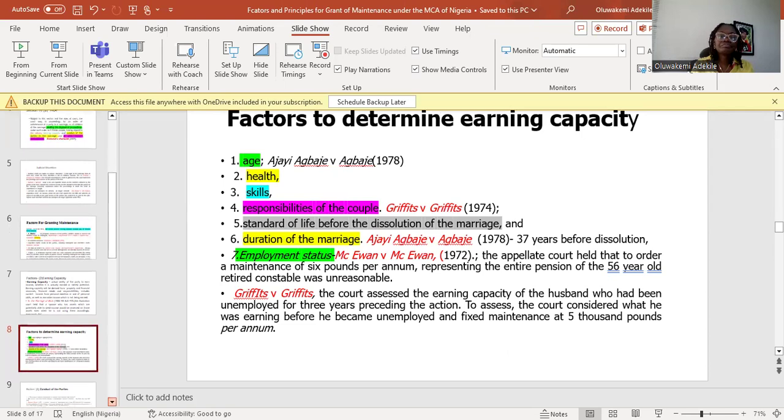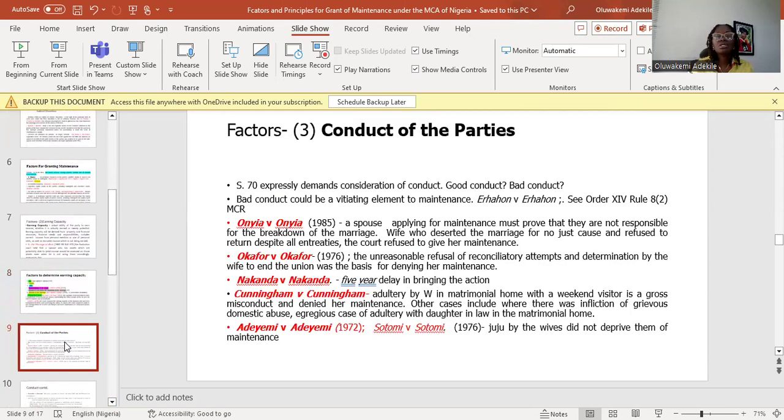Now, the earning capacity that we have talked about, the court moves from there to look at conduct. In some jurisdictions, in some texts, you will have arguments about whether the court should look at the conduct of a party. Because maintenance, as enthroned within the MCA, is a needs assessment order, really. It is not meant to compensate. It is not meant to reward good conduct, that you have been a good wife or a good husband. That is not what maintenance is about. It is about whether you need this to be able to maintain the standard of life that the parties to the marriage enjoyed before this divorce took place.